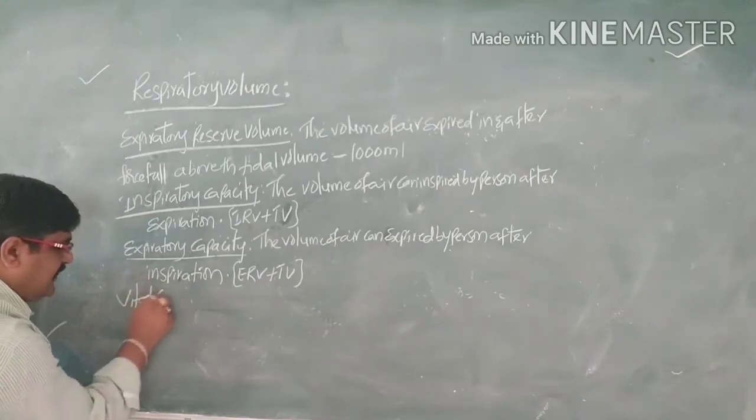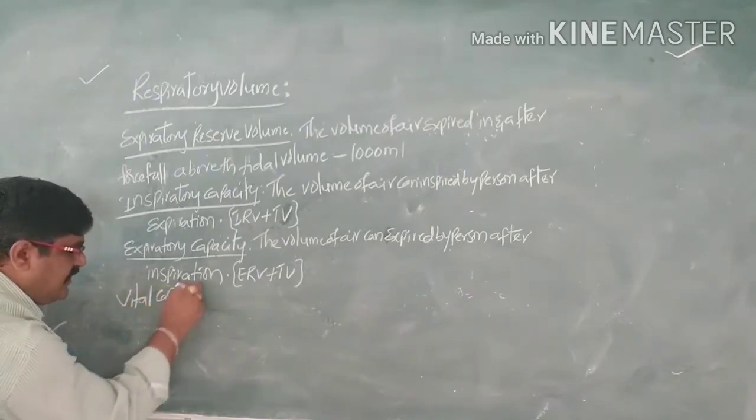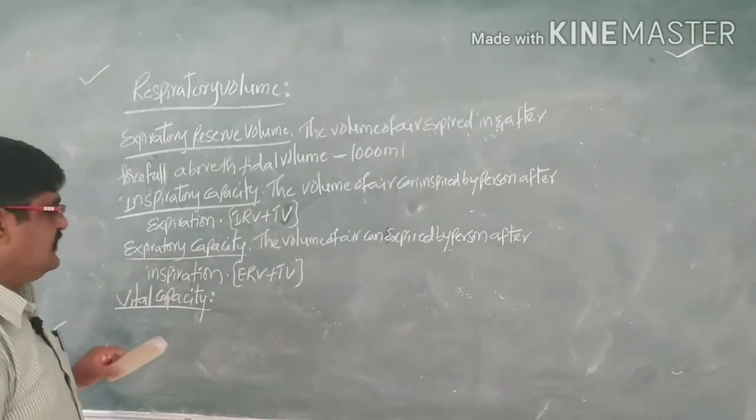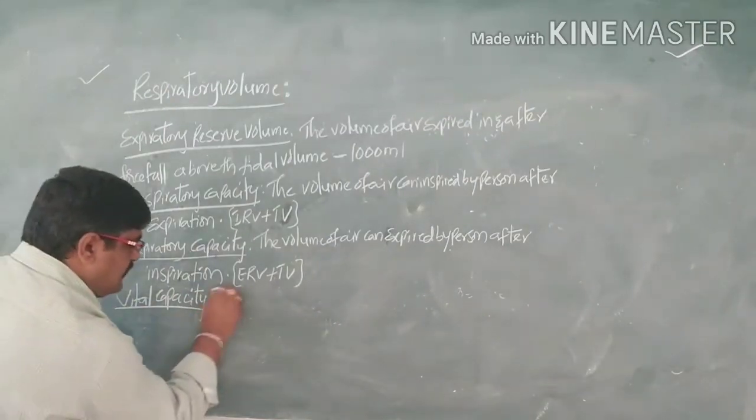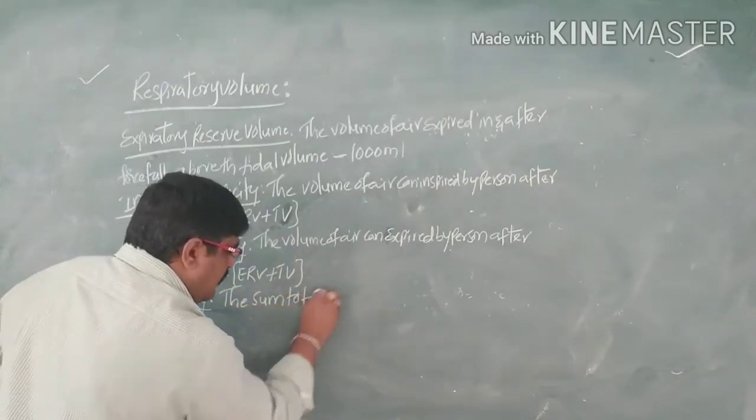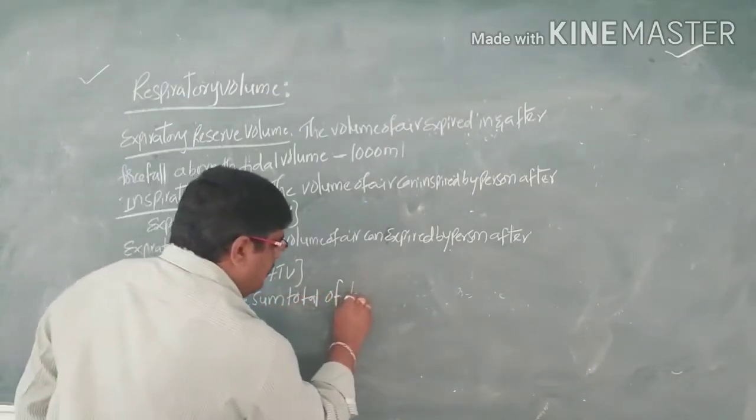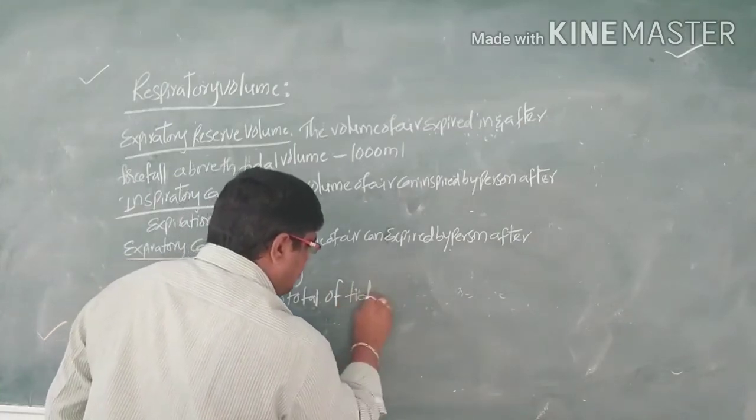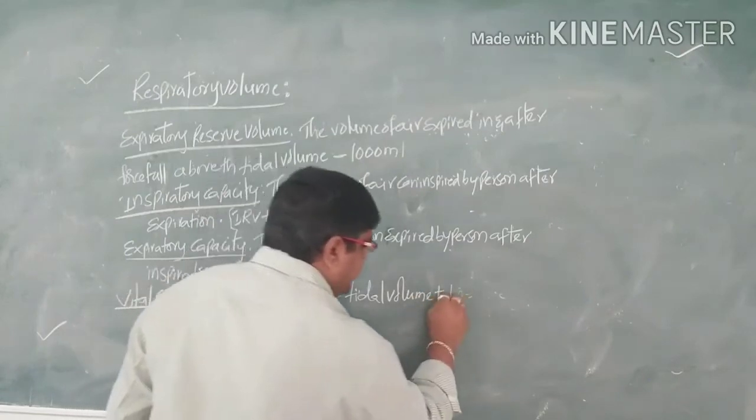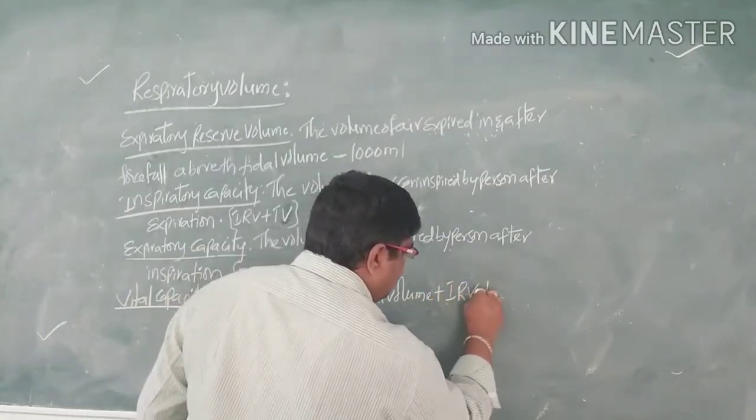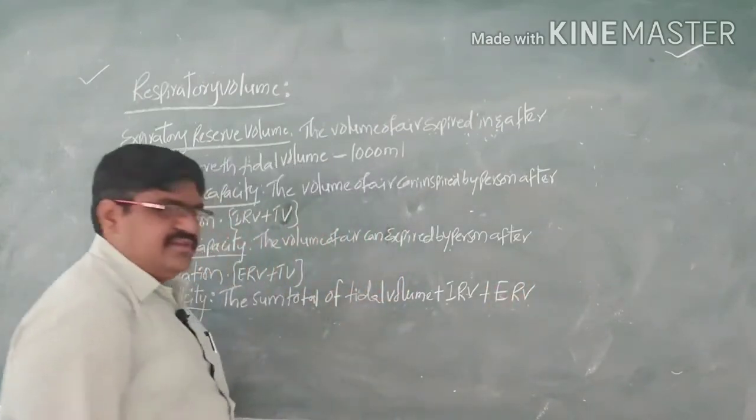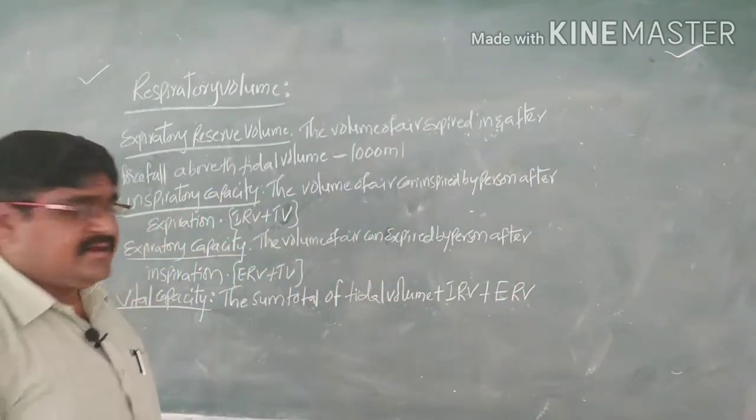Next, coming to the vital capacity. What does vital capacity mean? It is the sum total of the tidal volume plus the inspiratory reserve volume plus the expiratory reserve volume. This is called the vital capacity.